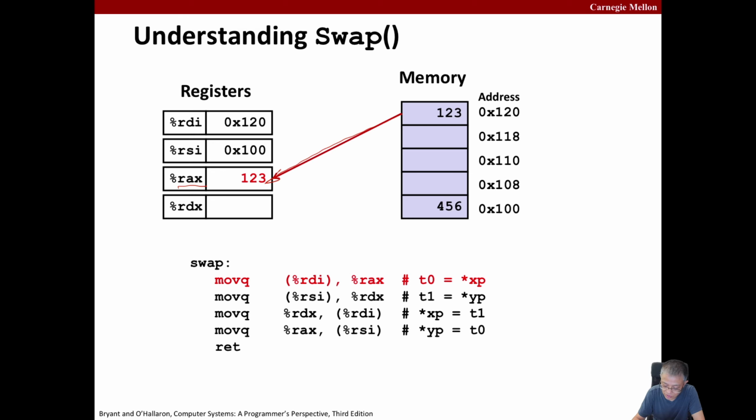Then in the next instruction, we copy the memory content in the RSI into the EDX register. Then we write the EDX into the first memory address. Then we write the EAX into the second memory address. Okay, so now we swapped the memory content of those two addresses.